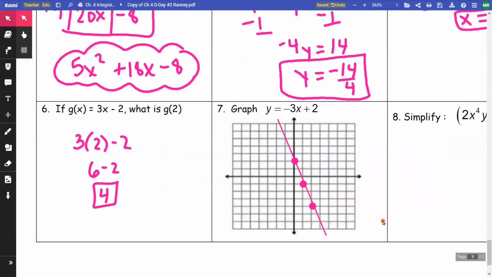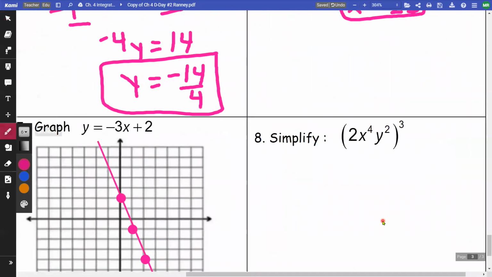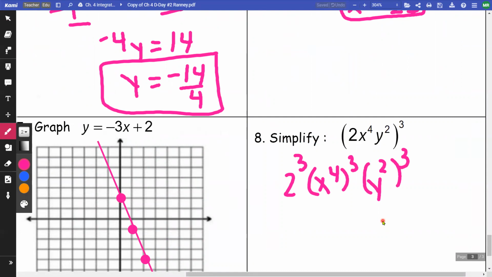On number 8, I'm going to raise everything to the third power. So 2 to the third, hold on, let me make this not as fat. 2 to the third, my x to the fourth is being raised to the power 3. My y squared is being raised to the power 3. So 2 to the third is 8. My power to power here, so my 4 and my 3 are going to multiply, and I get x to the 12th. My 3 and 2 are going to multiply, and I get y to the 6th, and that's my answer.